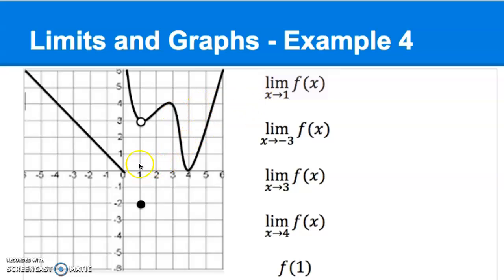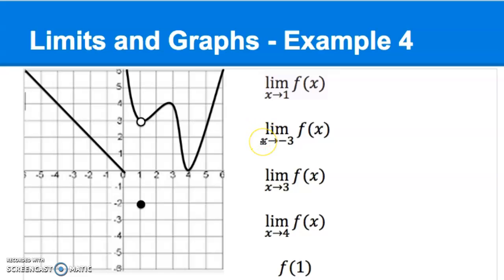You want to look from the left and the right side of the x value that they give you. So when they say x equals 1, you want to go to the left of 1, which is this curve. You want to go to the right of 1, which is this curve. And both curves are coming down towards this open point at y equals 3. So the limit is 3.